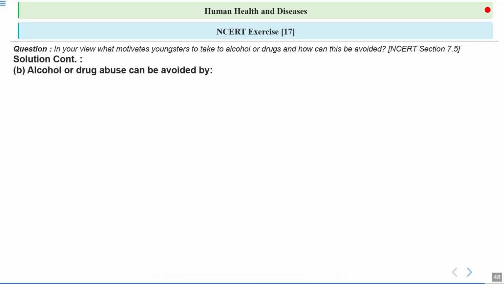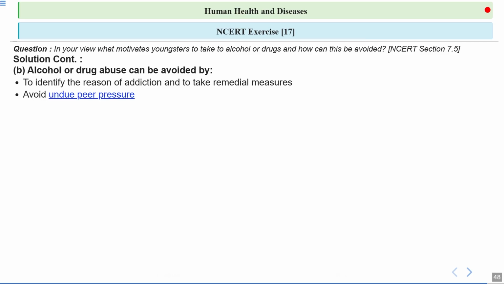Now, next one, alcohol or drug abuse can be avoided by: it's important to identify the reason for addiction and take remedial measures. Next, avoiding undue peer pressure is the key. Peer pressure can be like a strong current in a river pulling you along even if you don't want it. Now, proper education and counseling are powerful tools.